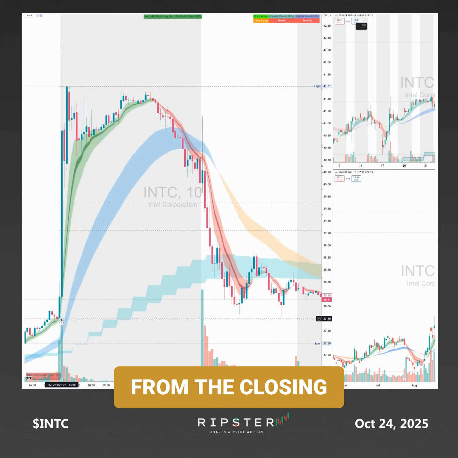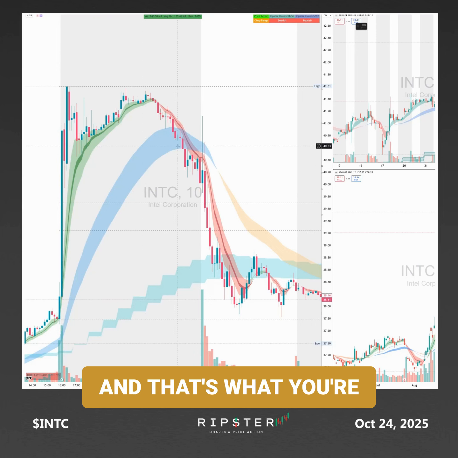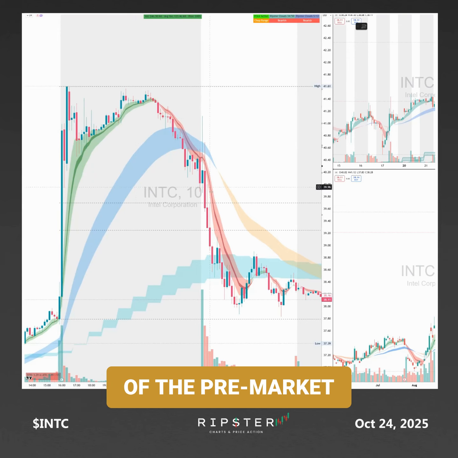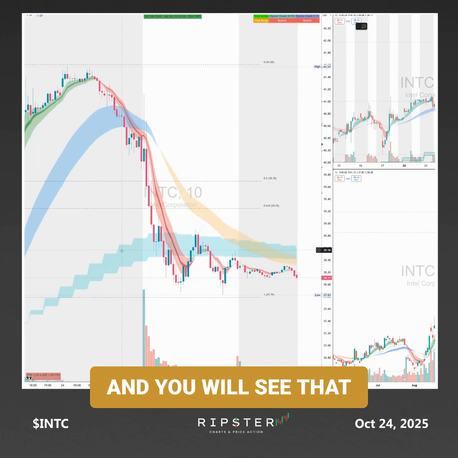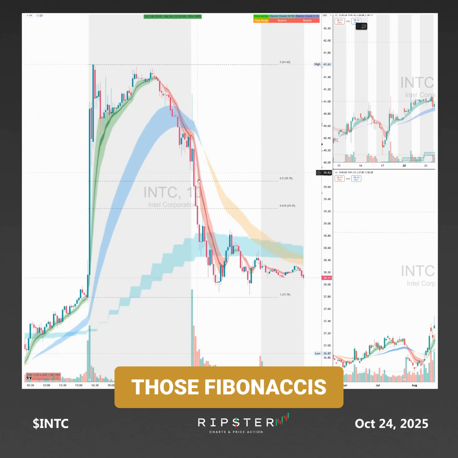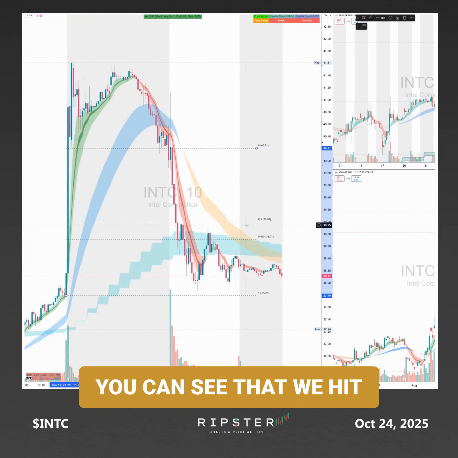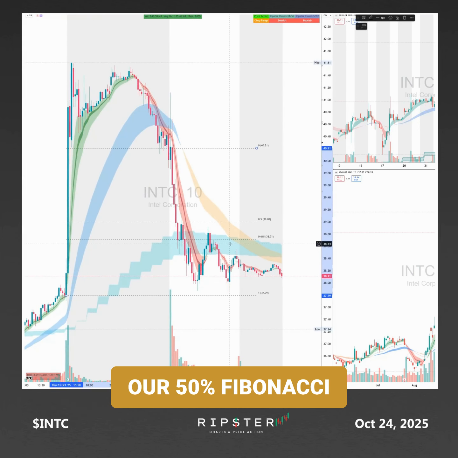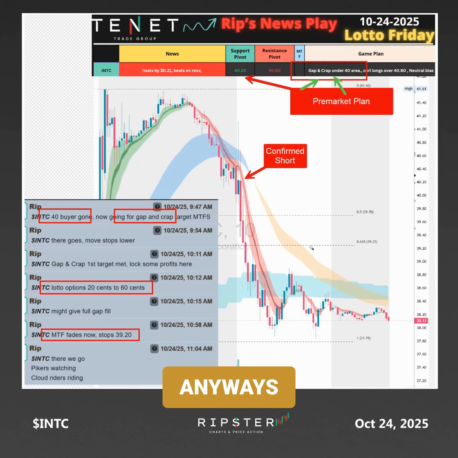So this is the gap: from the closing to the opening price is the gap, and that's what you're looking for. You can use Fibonacci's, draw the Fibonacci's from close to the open or Fibonacci's from close to the high of the pre-market. You can draw those Fibonacci's and you will see that our targets are always those Fibonacci's, 61.8 Fibonacci, 50 Fibonacci. If I take it a little down here, you can see that we hit our 50% Fibonacci and our 61% Fibonacci.